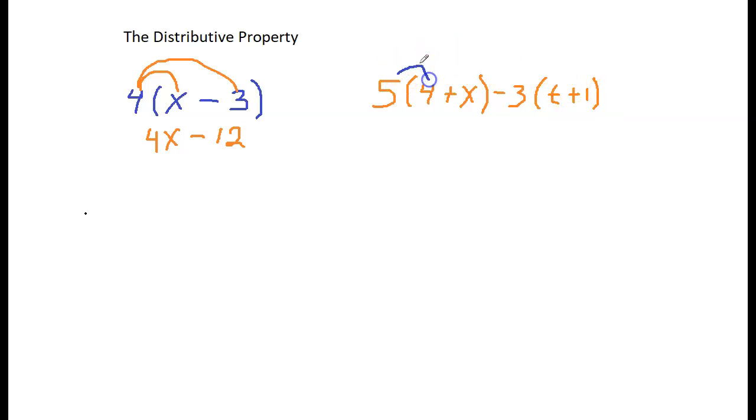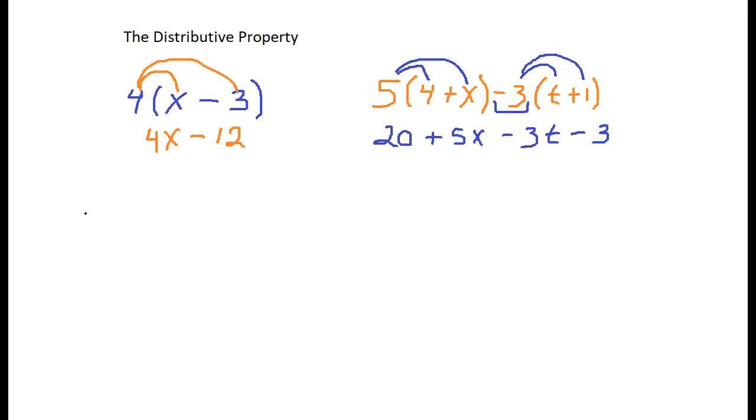So I take 5 times the 4, and then 5 times the x. 5 times 4 is 20. 5 times x gives me 5x. Then I'm going to deal my -3 to each of these players. -3 times t is -3t. -3 times 1 gives me -3. And then last, what I have to do is I've got to combine like terms.